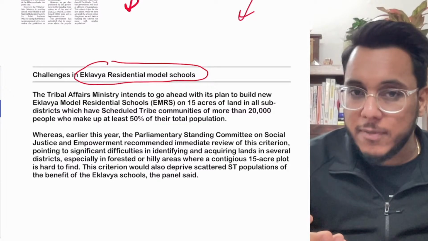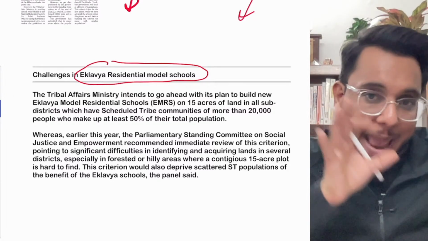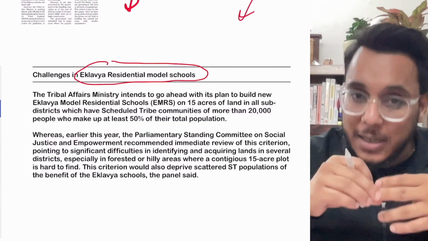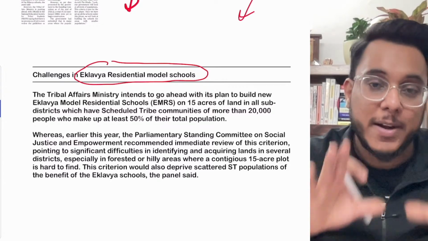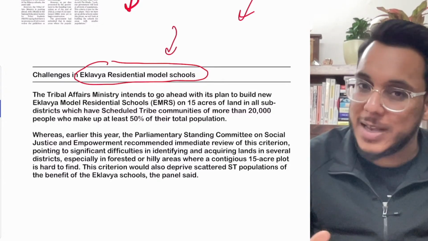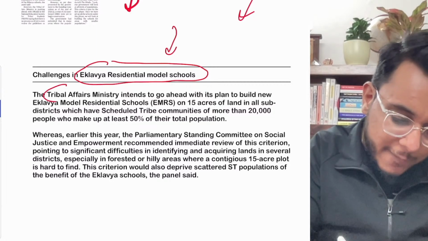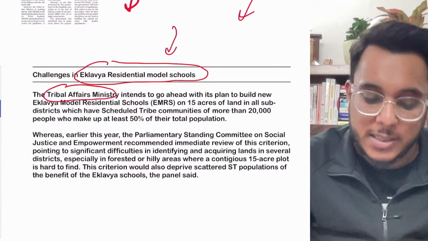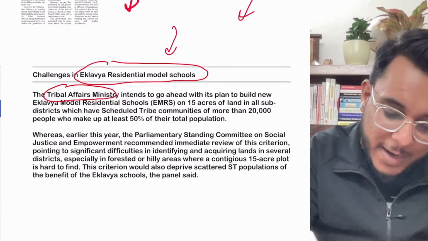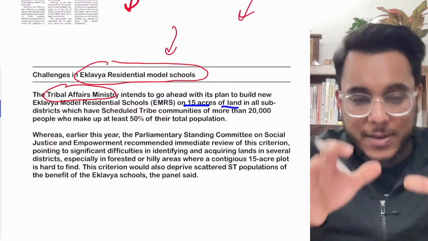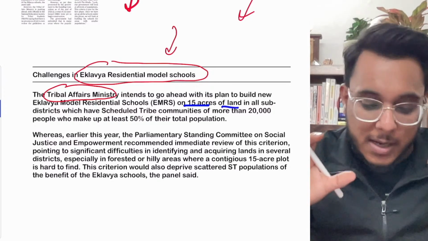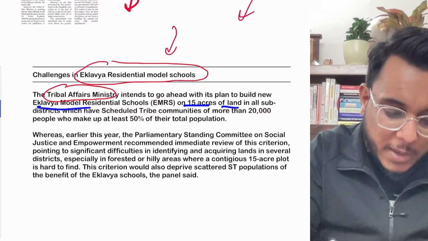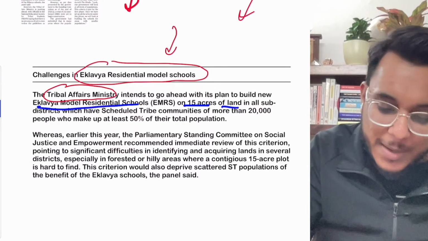Their pedagogy will be different, because tribal people most of the time never had any experience of education. So the pedagogy, the value systems, the education philosophy will be different. So the Eklavya Residential Model School Scheme has been launched. Now, the Tribal Affairs Ministry is taking this scheme forward, and as per the plan, every school will have land of 15 acres. On 15 acres of land, the Eklavya model residential schools will be built, and they will be built in sub-districts.